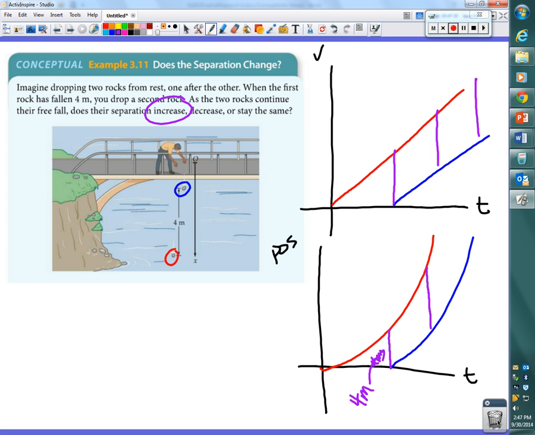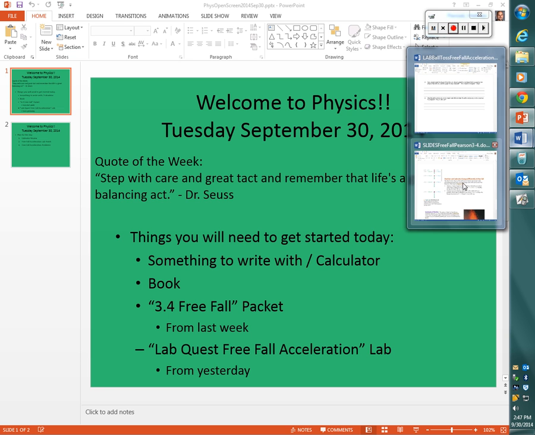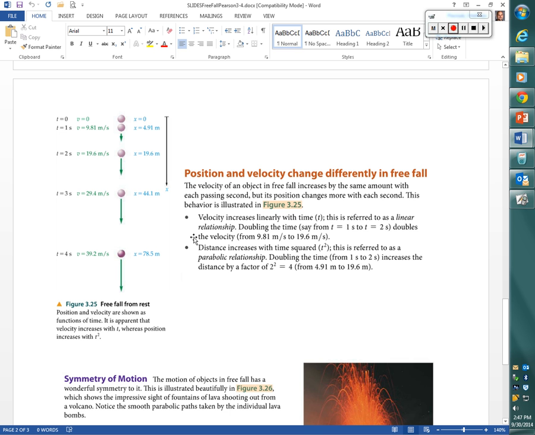Good there? Because, like it says in packet 3.4, velocity changes linearly with time, but distance increases with time squared. So if we talk about time intervals, those distances keep getting bigger and bigger at a faster rate than the velocity does. Even though the velocity is changing by the same amount each time, because you're already going faster, and now you're going even faster, you just keep increasing that separation. Okay? Good there?